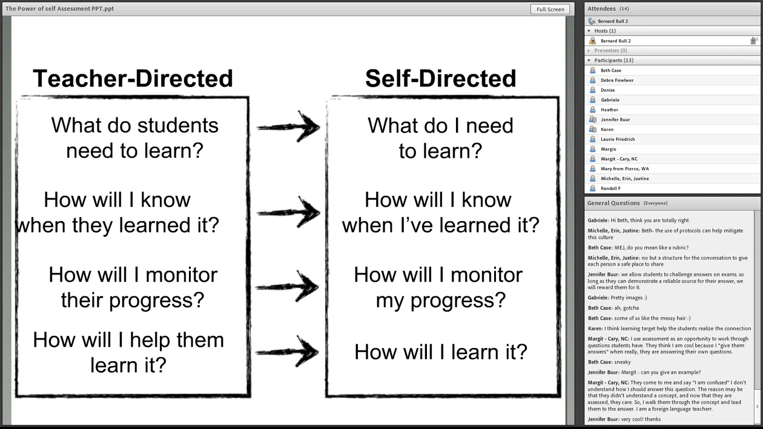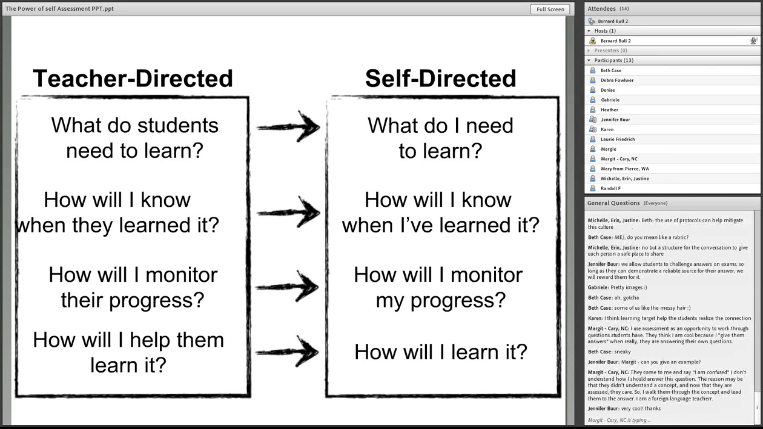Then we have finally the last one, how will I help them learn it? This is where the teacher plans out a lesson or a series of lessons or creates readings or other experiences they want the students to have in order to help them achieve the stated goals. In the self-directed classroom, however, we have the learner asking, how am I going to learn this? What am I going to do to learn this?